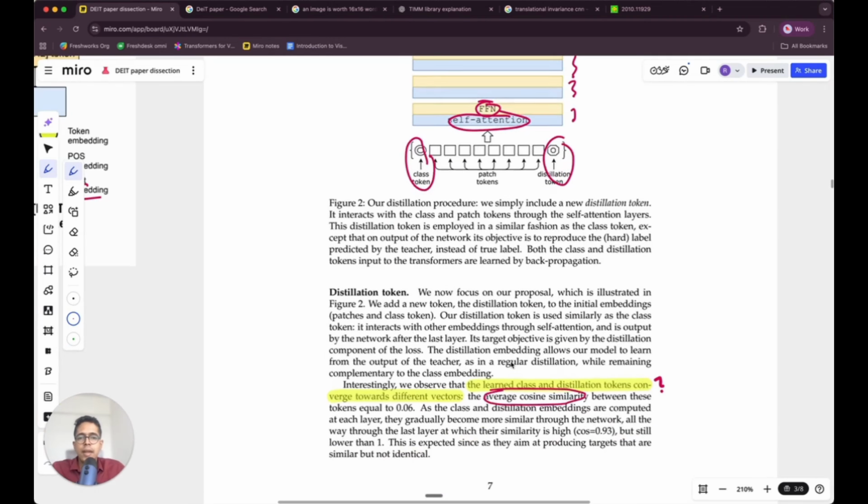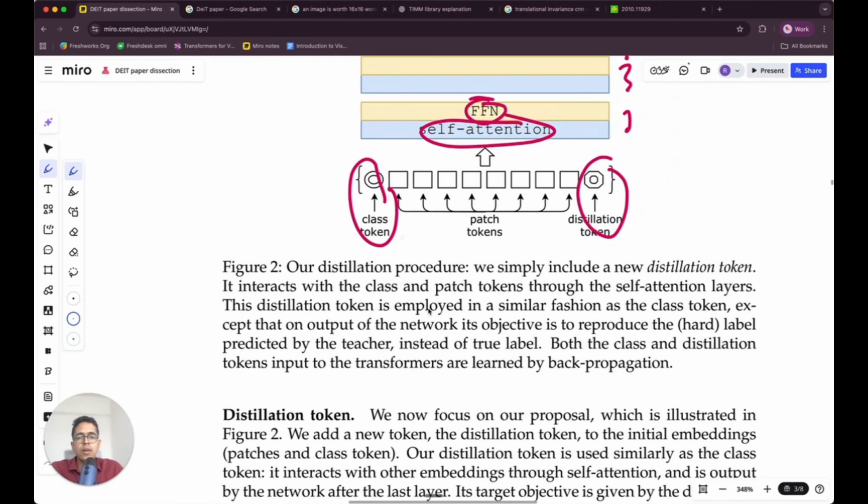Now let us read this figure 2. Although they are yet to reference figure 2: in our distillation procedure, we simply include a new distillation token. It interacts with the class and patch tokens through the self-attention layers. The distillation token is employed in a similar fashion as the class token, except that on output of the network, its objective is to reproduce the hard label predicted by the teacher.